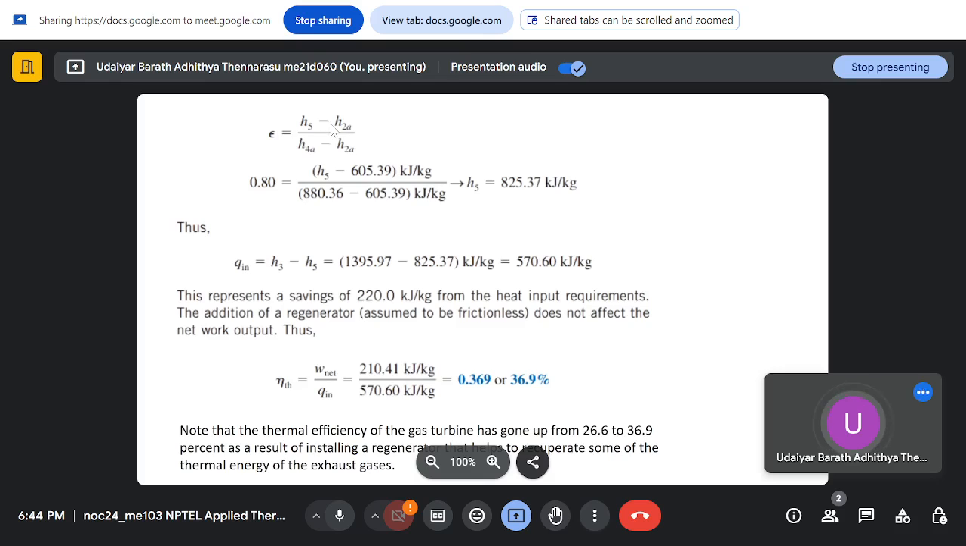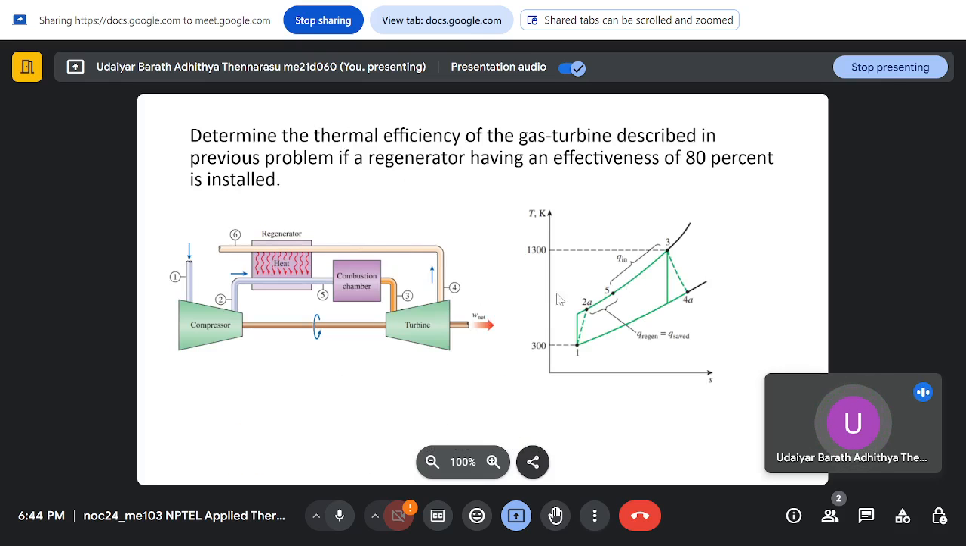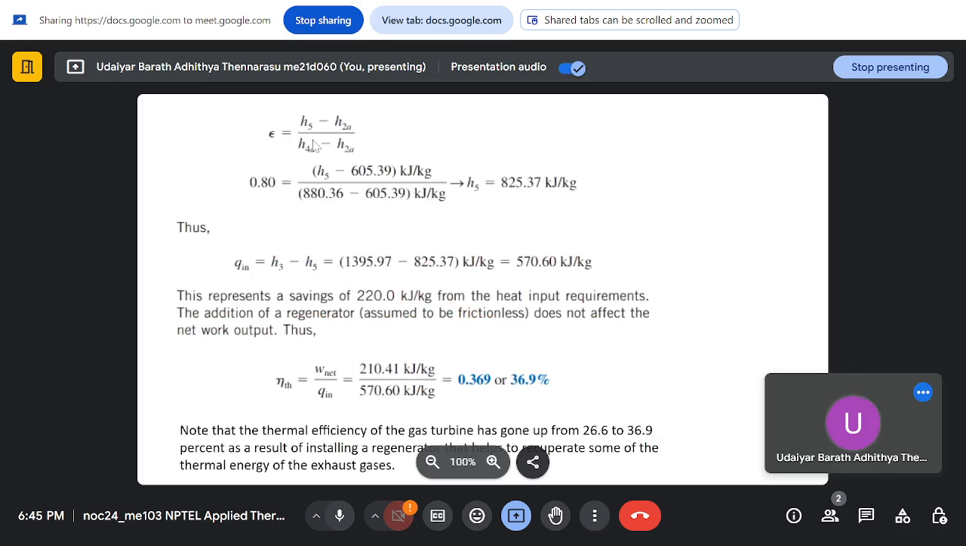So it will be (H5 - H2A) divided by (H4A - H2A), so that is Q by Q max. The maximum you can go is the difference between the maximum temperature difference, so the inlet of the cold and the inlet of the hot. So H4A minus H2A is Q max, and the actual is H4A minus H6, or H5 minus H2A.